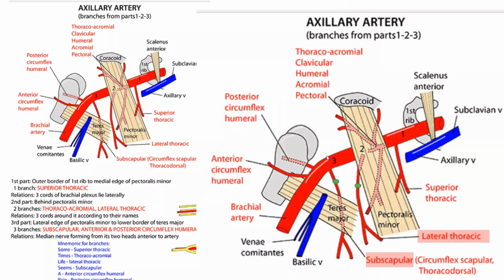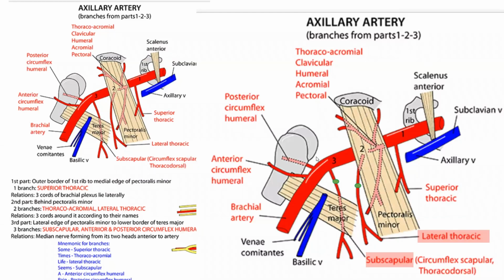This is an illustration that shows the branches of the axillary artery as well as the segments of the axillary artery. So you need to know the three segments of the axillary artery. The first segment is from the lateral border of the first rib to the pectoralis minor. The second segment is behind the pectoralis minor, and the third segment starts from the lateral edge of the pectoralis minor all the way to the humerus head.